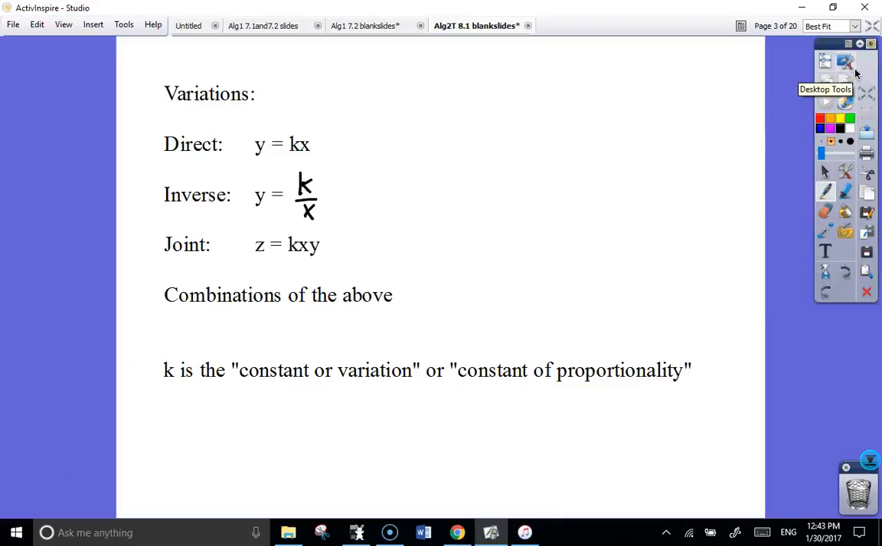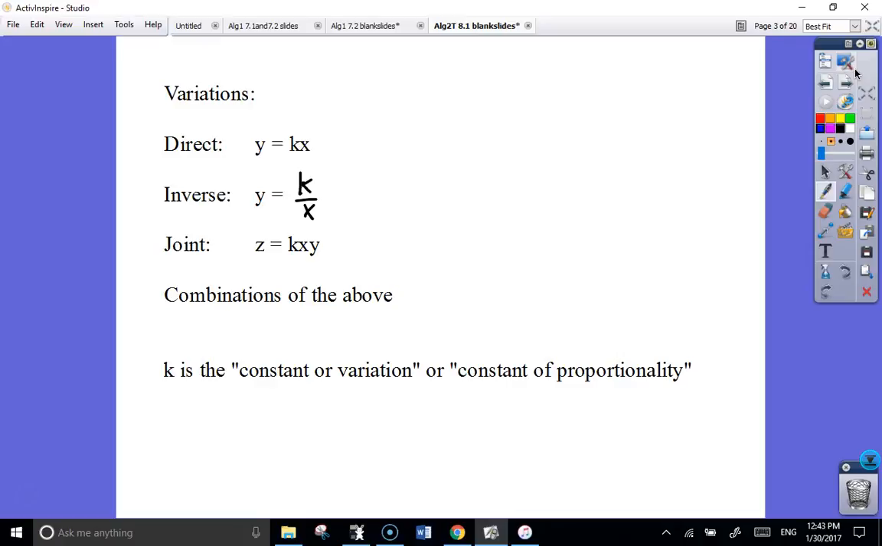So direct variation is y equals kx. I think of it like, the thing to understand about a direct variation is, in a direct variation, as x gets bigger, y gets bigger. As x gets smaller, y gets smaller. They vary in the same direction.